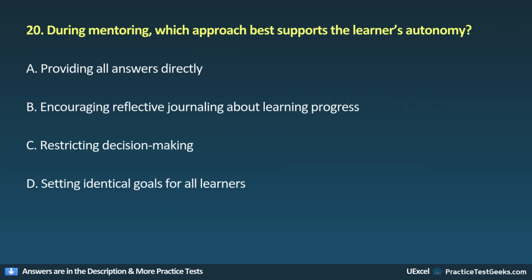20. During mentoring, which approach best supports the learner's autonomy? A. Providing all answers directly. B. Encouraging reflective journaling about learning progress. C. Restricting decision-making. D. Setting identical goals for all learners.